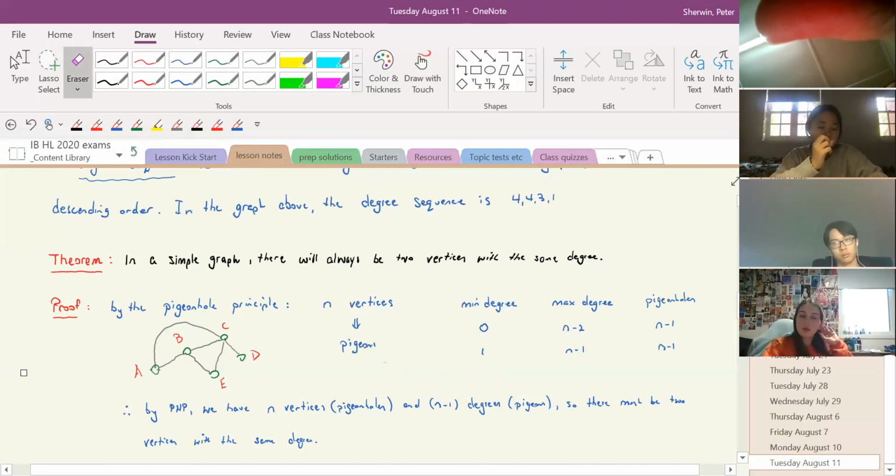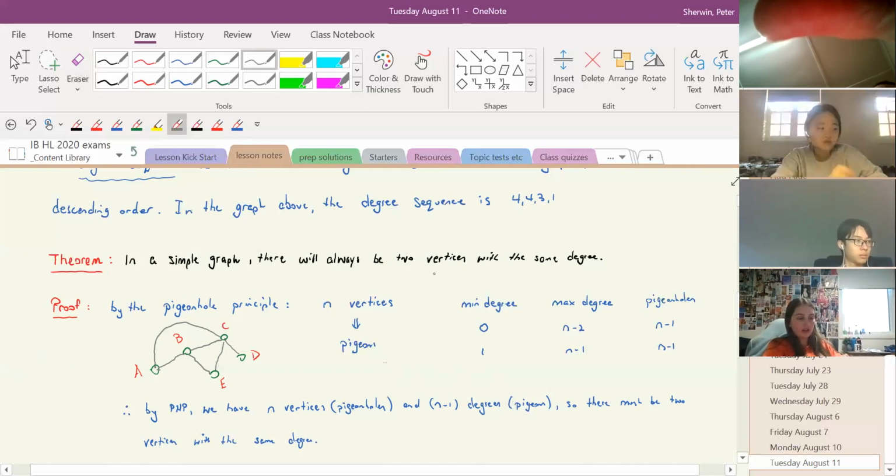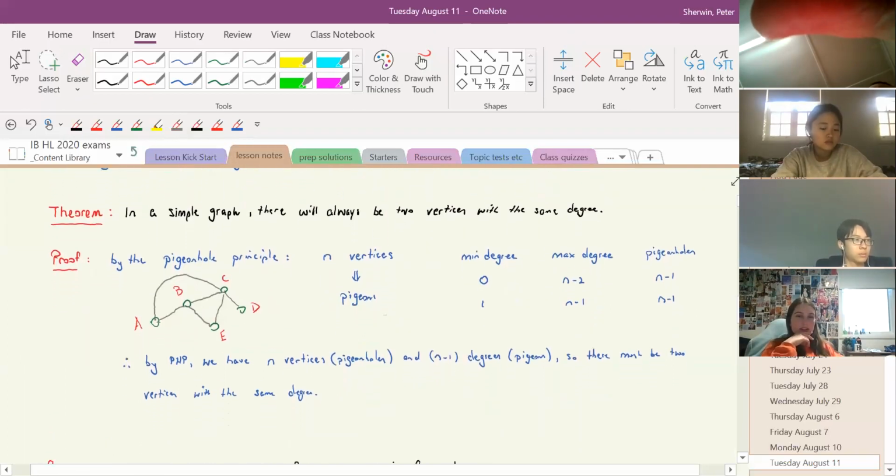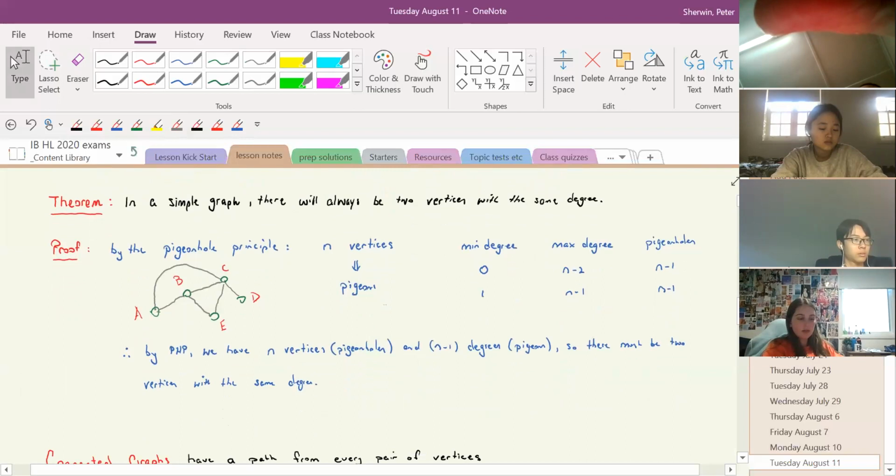Is this just the proof of that theorem? Are we likely to get questions like proving this? Yep, you're likely to get a pigeonhole principle proof. In graph theory, that's pretty commonplace. Like the exact same proof? No, maybe not exactly the same, but one that would be similar.